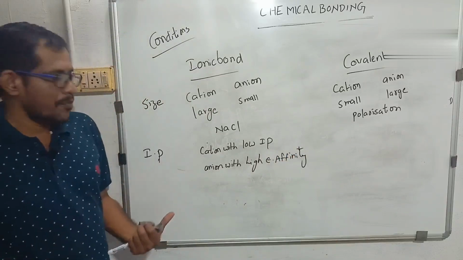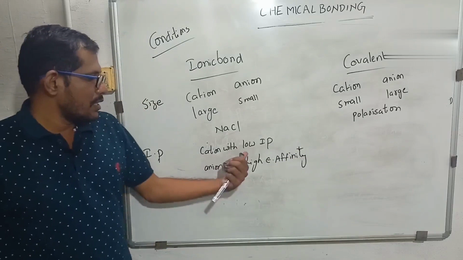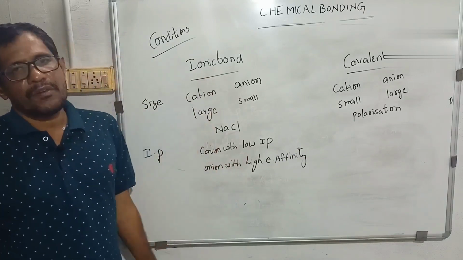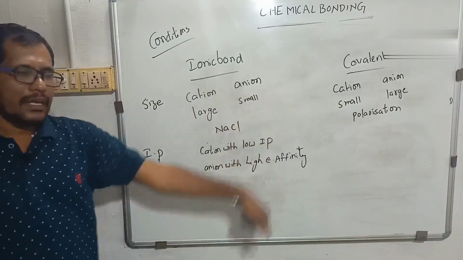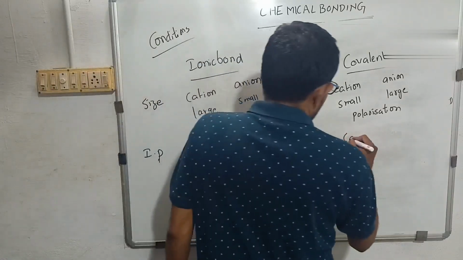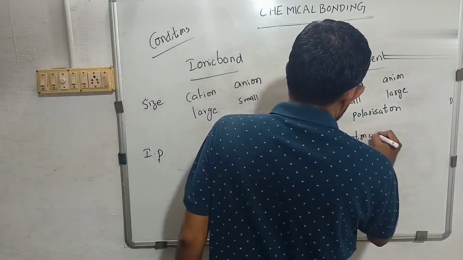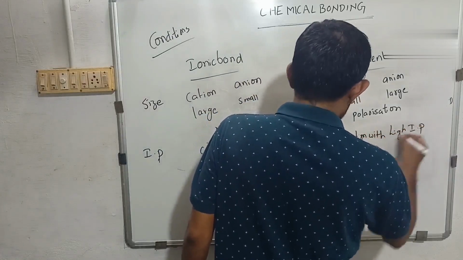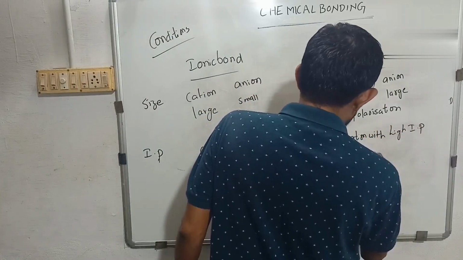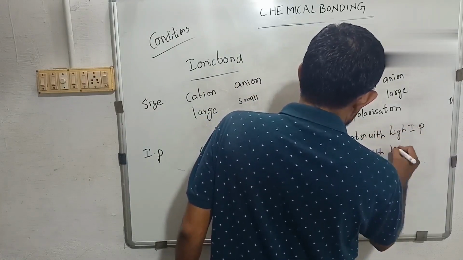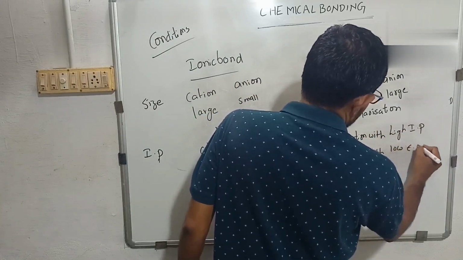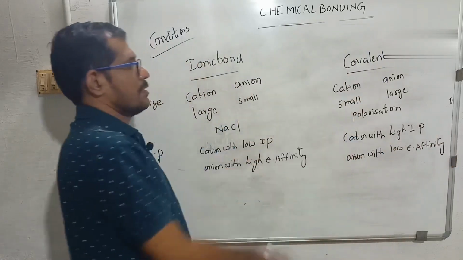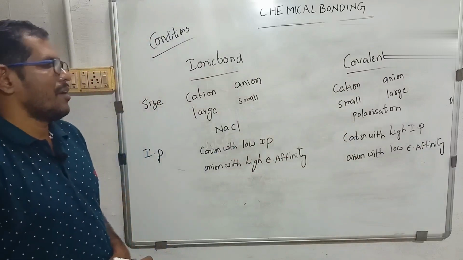For now in this class, remember, a cation with low ionization potential and an anion with high electron affinity are involved in the formation of an ionic bond. The reverse will happen here: a cation with high ionization potential and an anion with lowest electron affinity will result in the formation of a covalent bond.